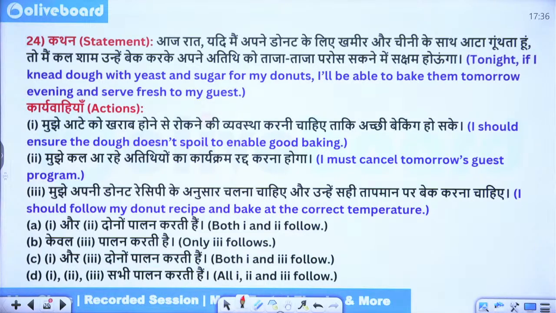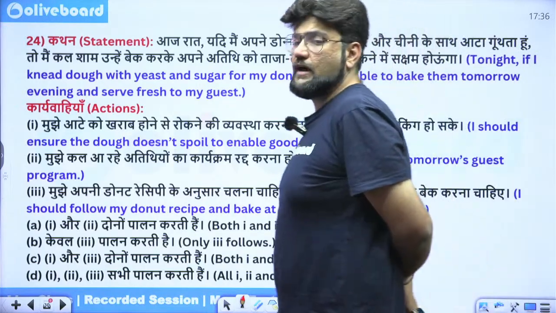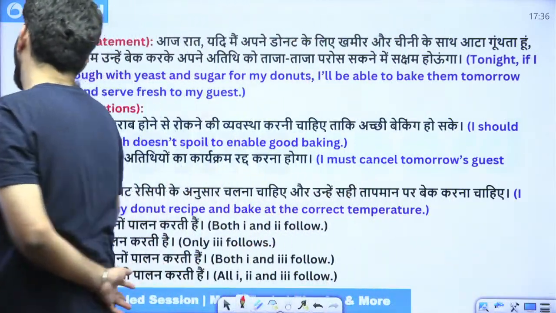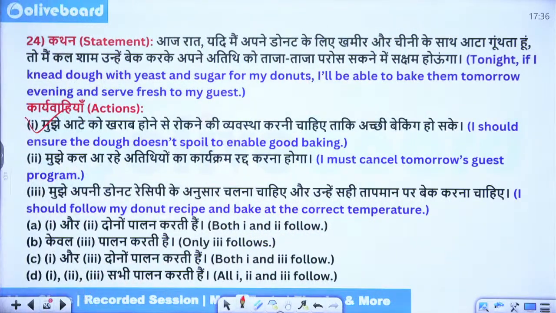Now, what are the actions here? So, what should be ensured so that the problem does not occur? I should ensure the dough doesn't spoil, to enable good baking. Of course, if I make the dough today with yeast and sugar, what if it spoils tomorrow? I'll be gone. So, of course, I must cancel tomorrow's guest program. No, of course not. Why should that be done? And the third one is I should follow my donut recipe and bake at the correct temperature.